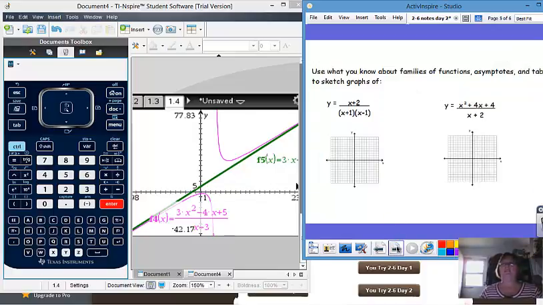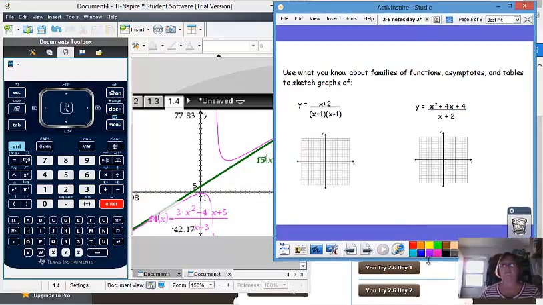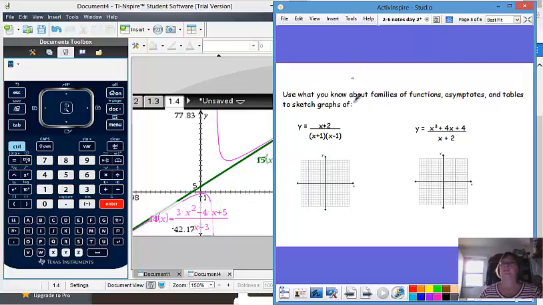So let's go on. This says that we should use what we know about families of functions, asymptotes, and tables to make graphs of these things. Let's see. We have a degree of 1 on top, 2 powers of x on the bottom. So this one will have a horizontal asymptote. None of these factors cancel, so I believe that we can say that we have a vertical asymptote, 2 of them at positive and negative 1. So very skinny in there.